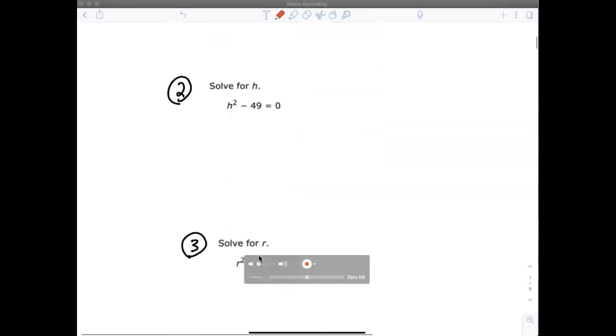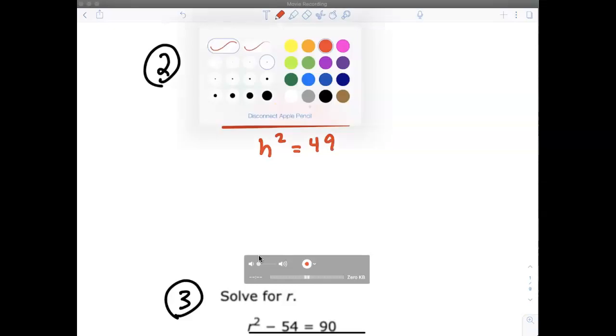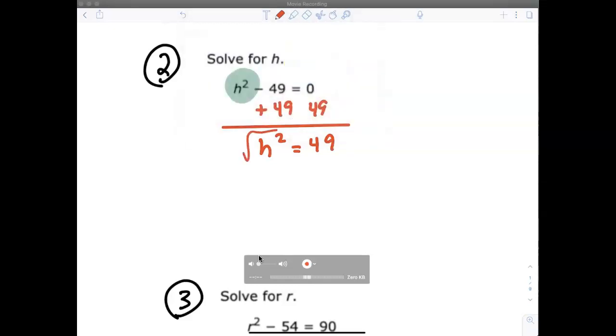Number 2. Now for number 2, what I tell kids is you want to isolate the h squared in this case. So we're going to add 49 to both sides. And when you add 49 to both sides, you end up with h squared equals 49. And then we can take the square root of both sides. So we'd say h is equal to plus or minus 7.